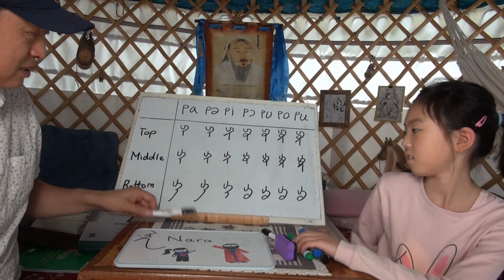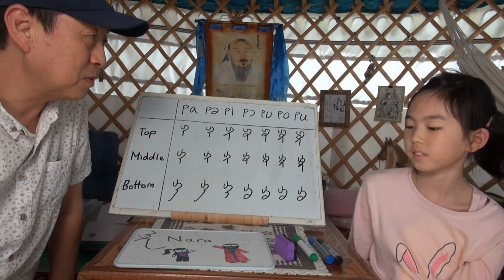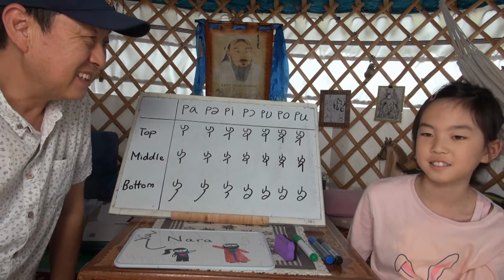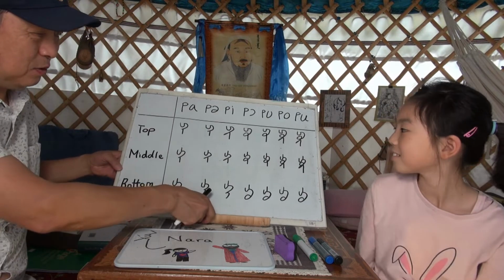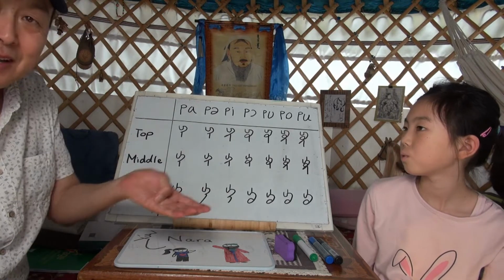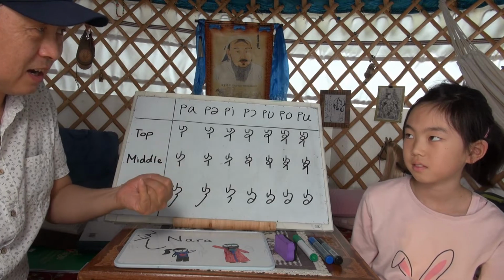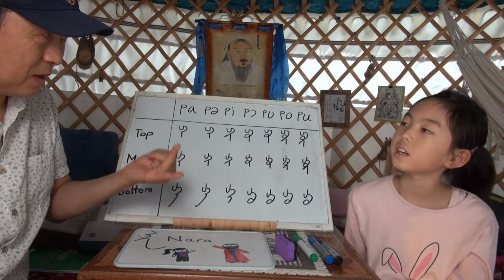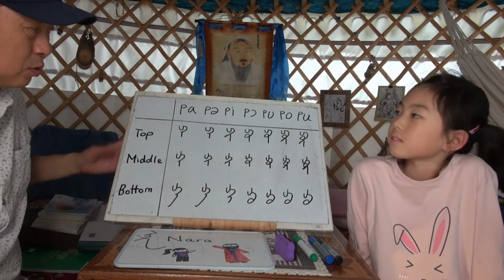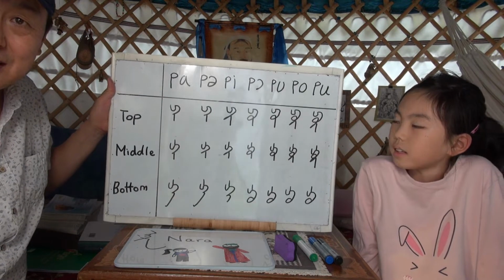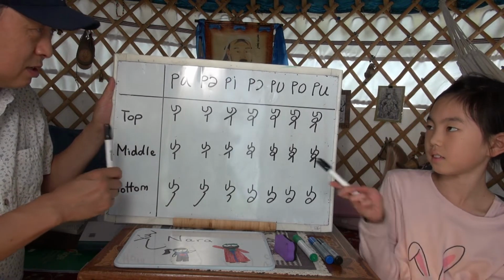let's start today's lesson from the Mongolian alphabet. It is a bit long, much more than English and Japanese. We have done Ana, Mala, Sasha, Pa. Last time we have done Ba. Today we're going to do Pa. Would you want to go first, or I'll let Daddy go first?